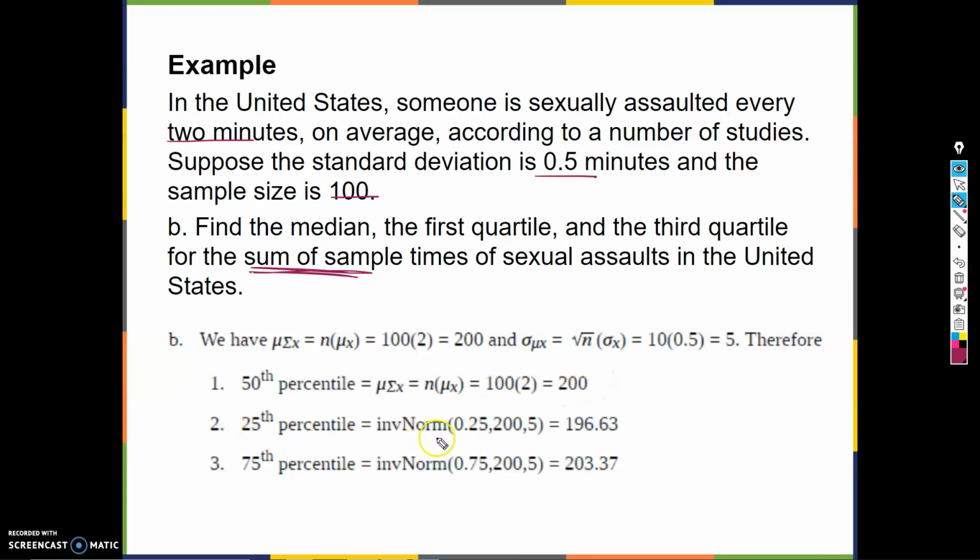The 25th percentile, inverse normal, 0.25, 200, because that's our mean. Standard deviation is 5. There's our answer. 75th percentile, again, inverse normal, 0.75, 200 is our mean, 5 is our standard deviation, and the calculator says 203.37.